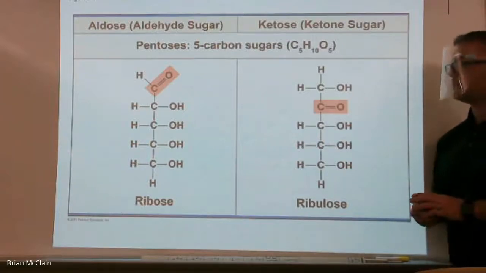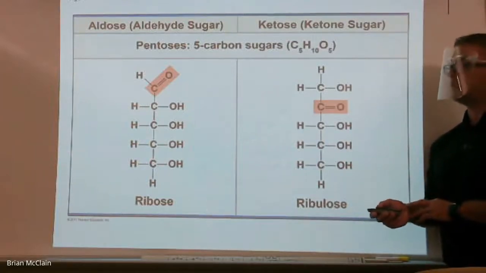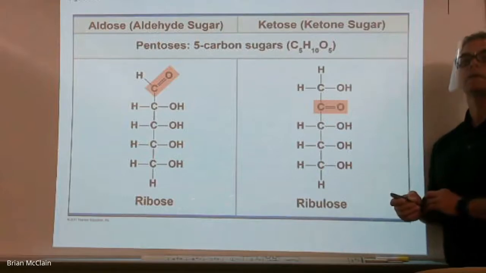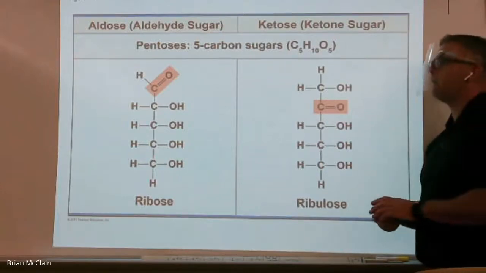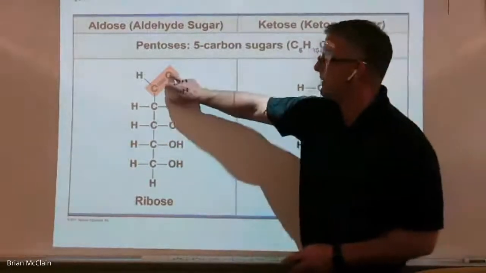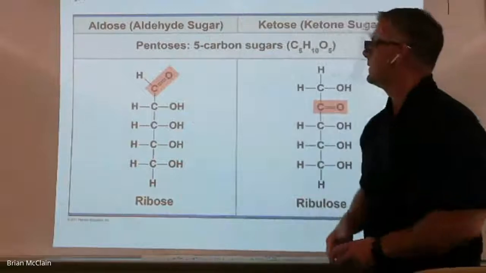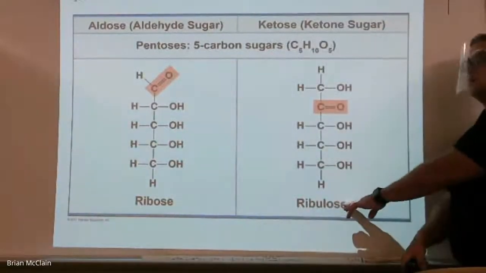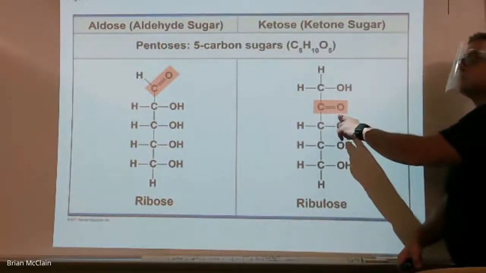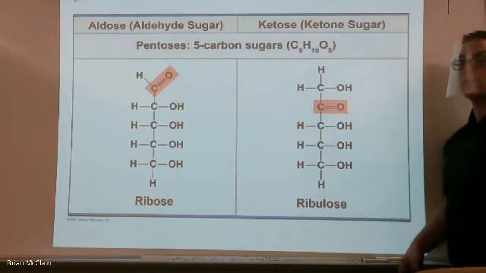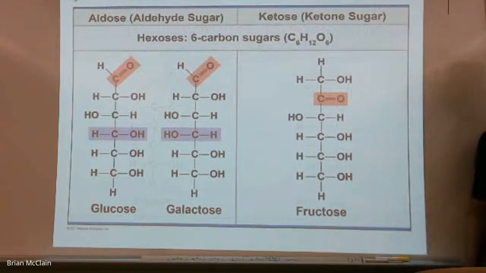Okay, ribose. We'll definitely be talking about ribose sugar later on throughout the course. We can see that this is at the edge, so that makes it an aldehyde, also an aldose. This one right here, ribulose, it's interior. It's a ketone or a ketose sugar. So it's just recognition of those things.